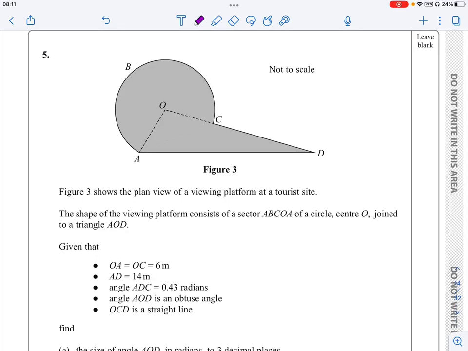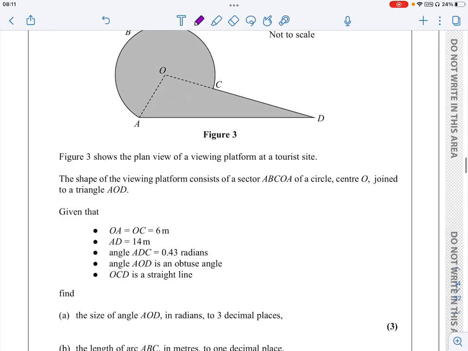Coming to question number 5. He has given OA equals 6. OC also will be equal to 6. AD equals 14. Angle ADC equals 0.43. Angle AOD is obtuse. OCD is a straight line. Find the angle AOD in 3 decimal places.